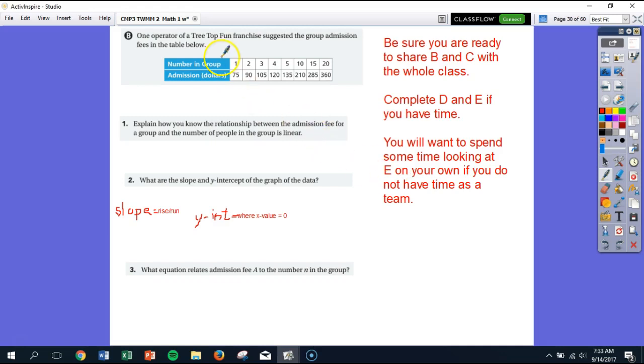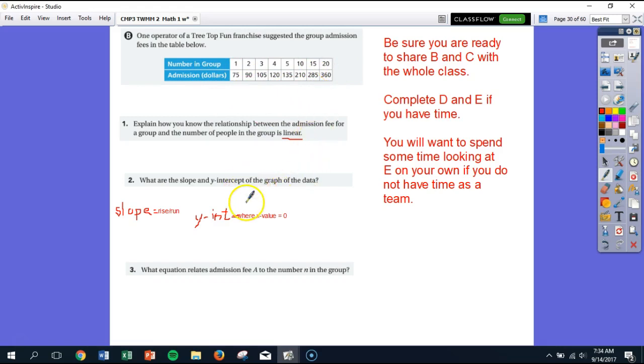B, one operator of a Treetop franchise suggested the group admission fees in the table below. Notice number of people in the group and admission in dollars. Let's see if we can find a pattern. Explain how you know the relationship between the admission fee for a group and the number of people in the group is linear. How do we determine if something is linear from a table? What is the slope and y-intercept of the graph of the data? You should be able to determine that from this table.